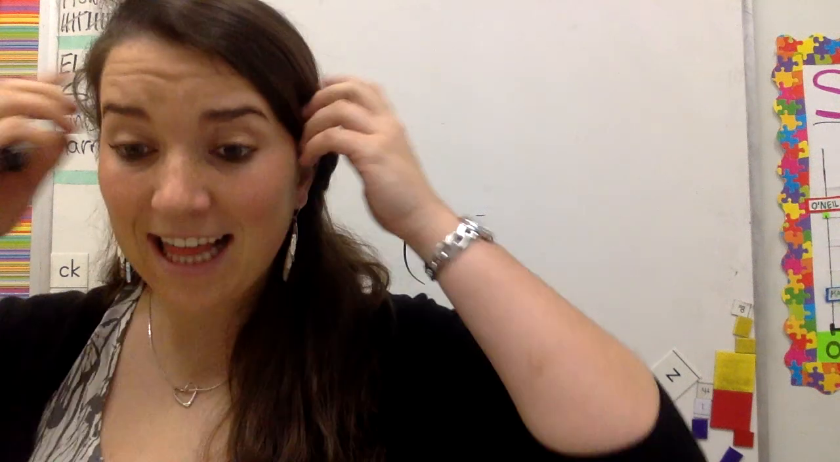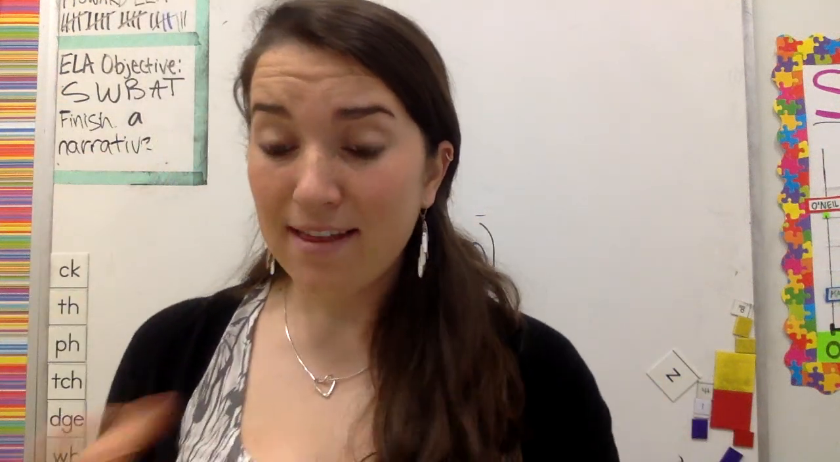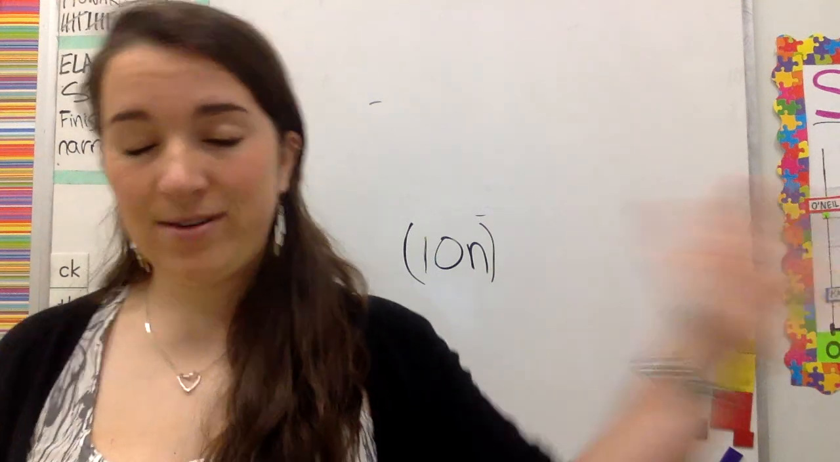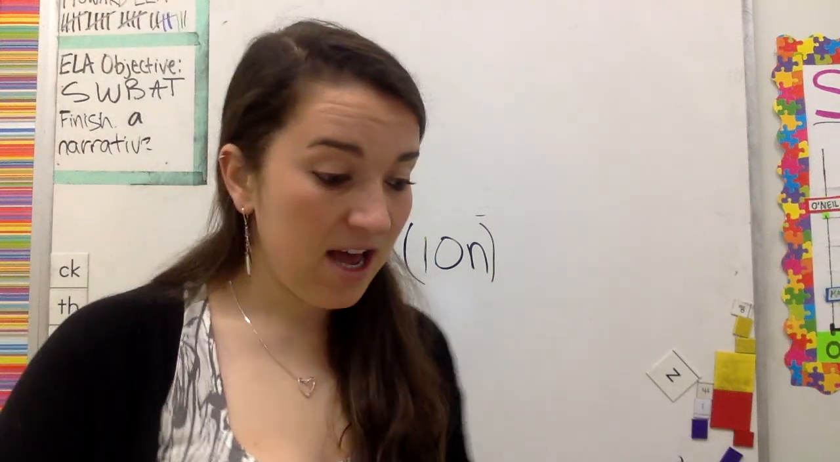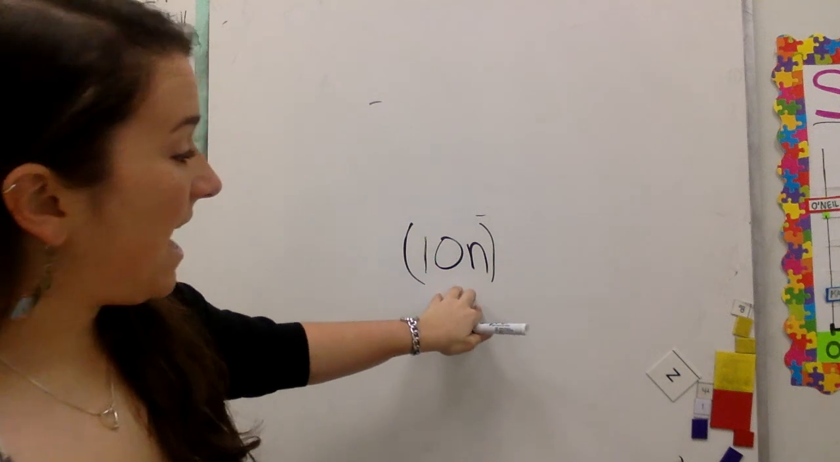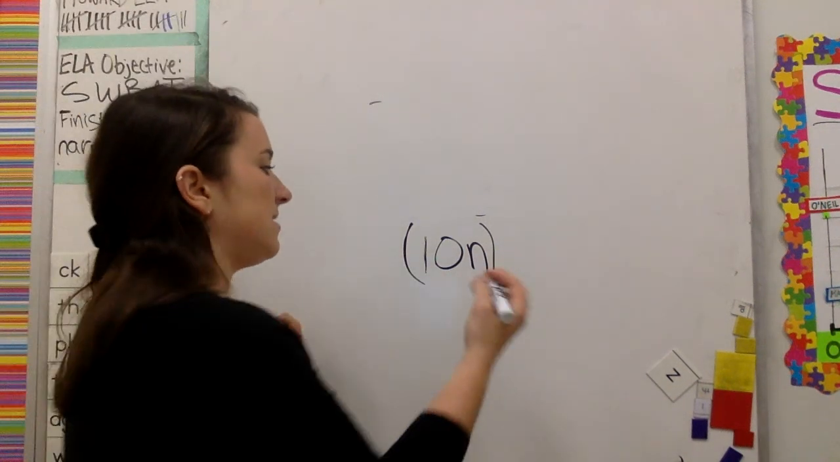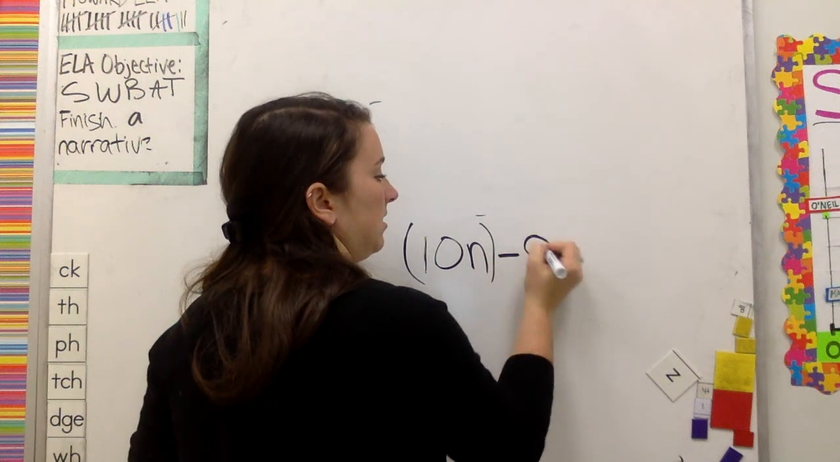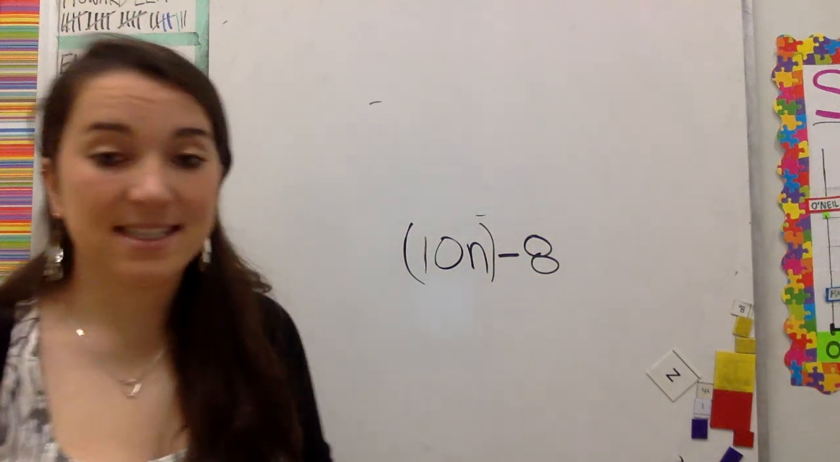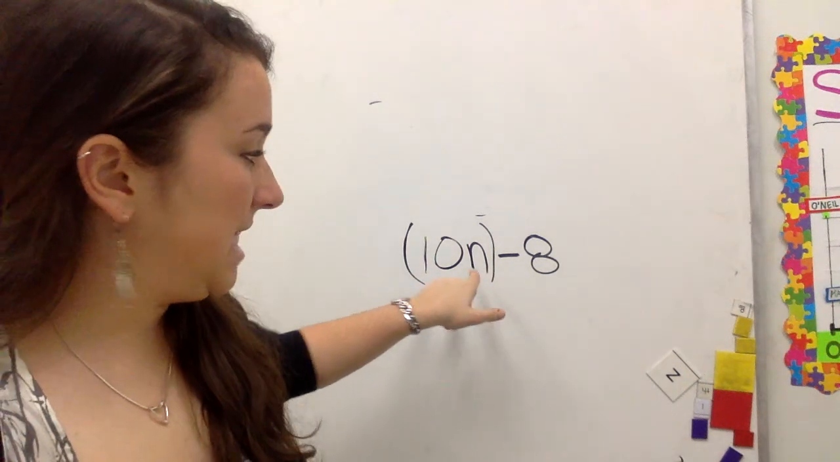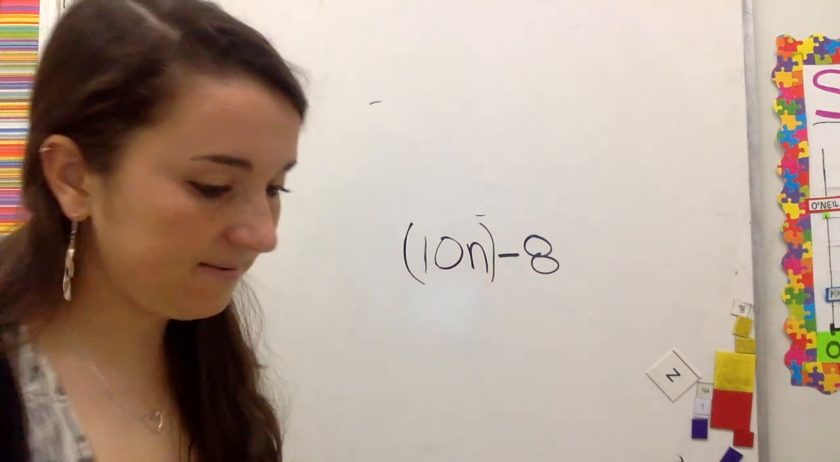Now it says 8 less than that product. That means I'm taking 8 away from that product, so it goes at the end. If I was saying the product of 10 and a number less than 8, 8 would go in the front. So 8 goes in the back. So 8 less than the product of 10 and a number will be 10n minus 8.